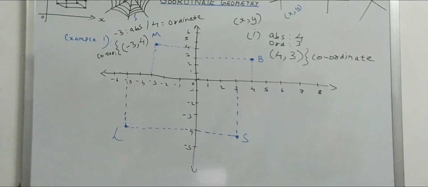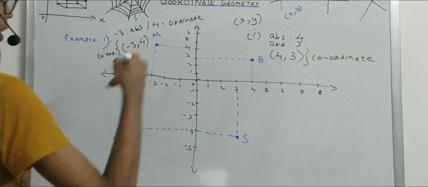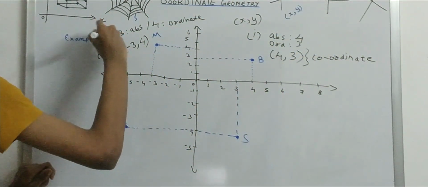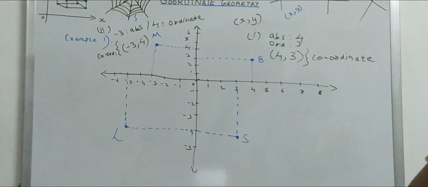respectively. Hence the coordinates of M are the ordered pair minus 3 comma 4. Okay, this is the way in which you can write. So this is your second part of the question. Now let us move on to the third one.